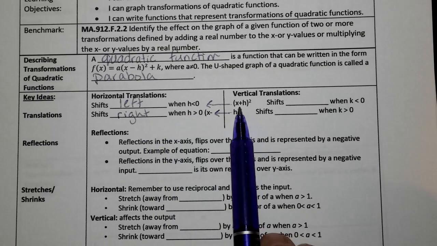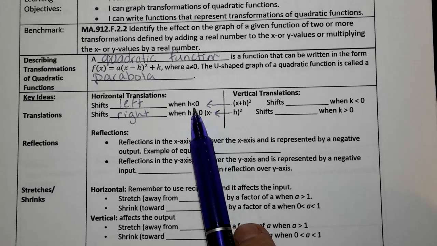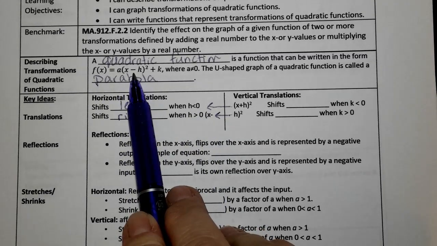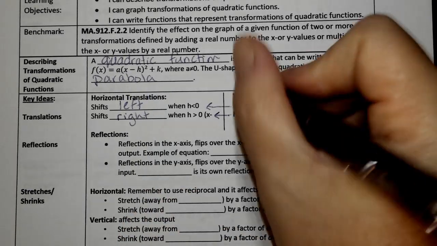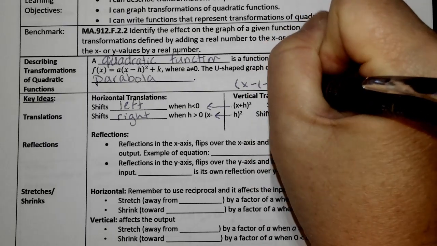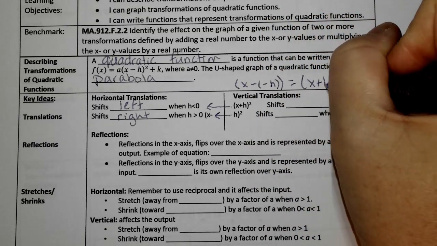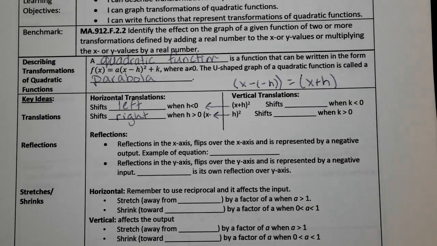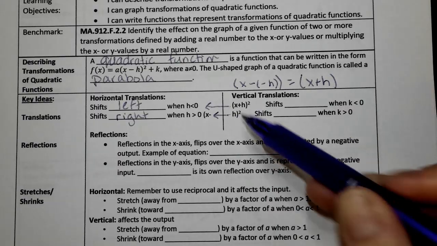It's shifting to the left. I put this here just so you would remember why it says less than 0. Because remember, this is our formula. In our formula, x minus h, think about the whole reason it becomes plus is x minus a negative number would be x plus h.